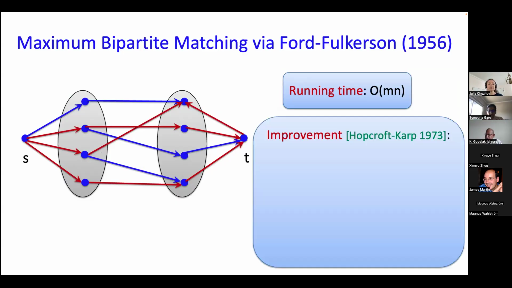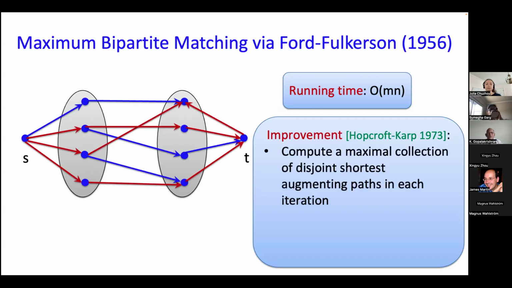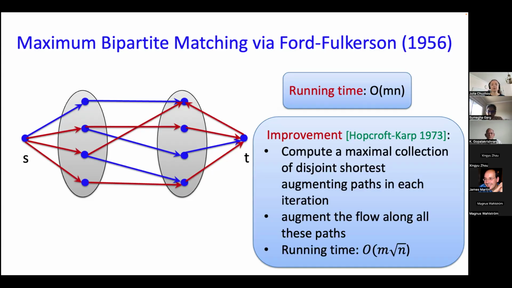So in 1973, Hopcroft and Karp observed that you can implement a similar idea to make it run faster. The idea is that instead of doing these augmentations one by one, you can do them in bulk. So what they do is compute a maximal collection of disjoint shortest augmenting paths in the residual flow network, and then they augment the whole flow and the whole matching simultaneously along all of these paths. And this leads to an algorithm whose running time is O(m√n). And pretty much this is it. This is what things stood for a very long time.